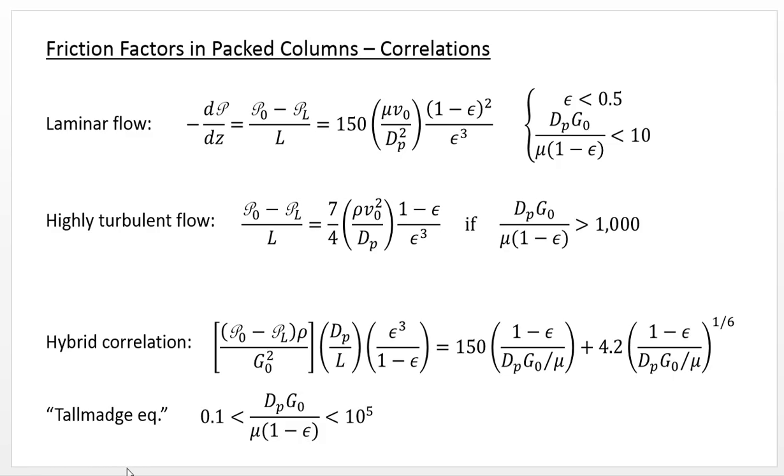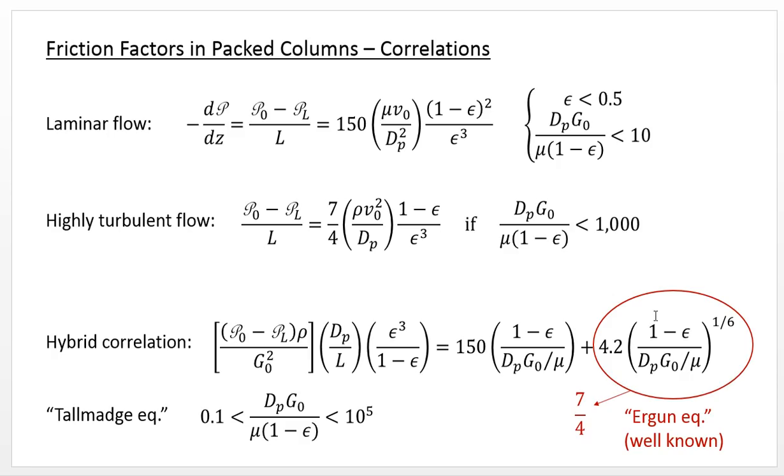Final comment here is if this final term, which varies, is just made a constant value of 7/4, then this hybrid correlation becomes what's known as the Ergun equation. That's more well known than the Talmadge equation, even though they're sort of contemporary. And the Ergun equation is very commonly used. You'll see it a lot in the literature. It simply is taking this last term, replacing it with 7/4, which is a constant, instead of this term, which varies with the mass flow rate. Mass flow rate also then varies with the velocity.